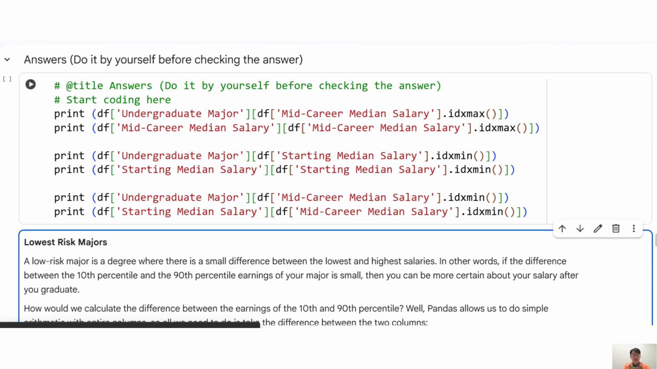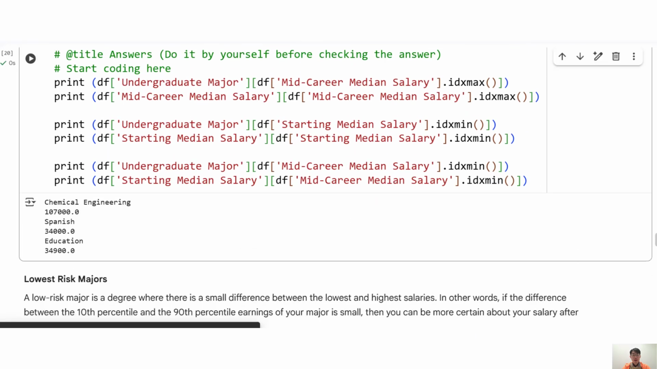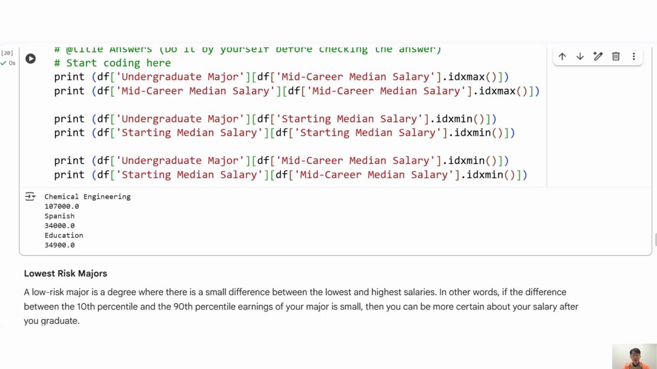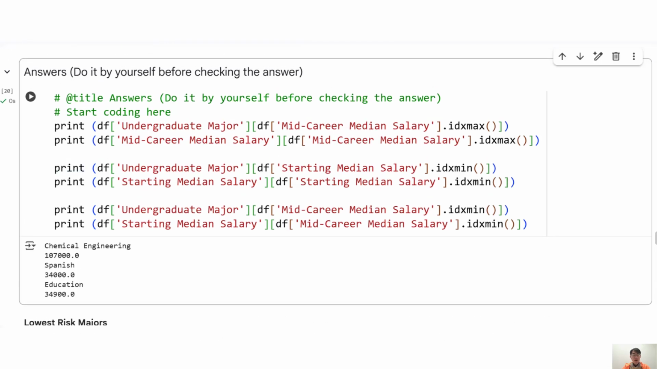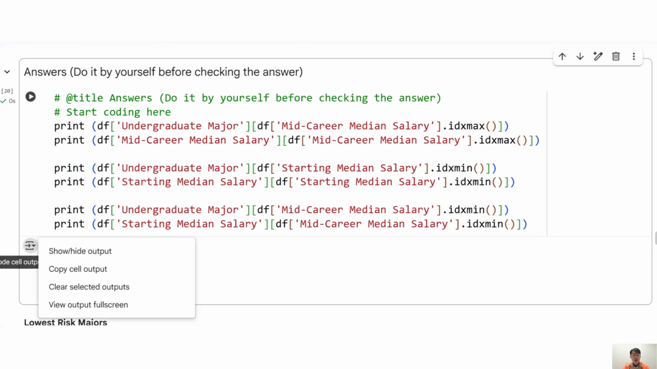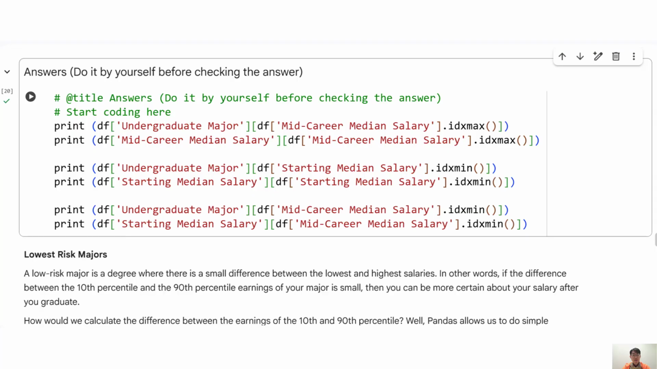So let's visualize this. Okay, chemical engineering has the highest mid-career median salary. Spanish has the lowest starting median salary, and education has the lowest mid-career median salary. Oops, I am in education. Okay, scary. Okay, so try to play around and get yourself familiar with this function.